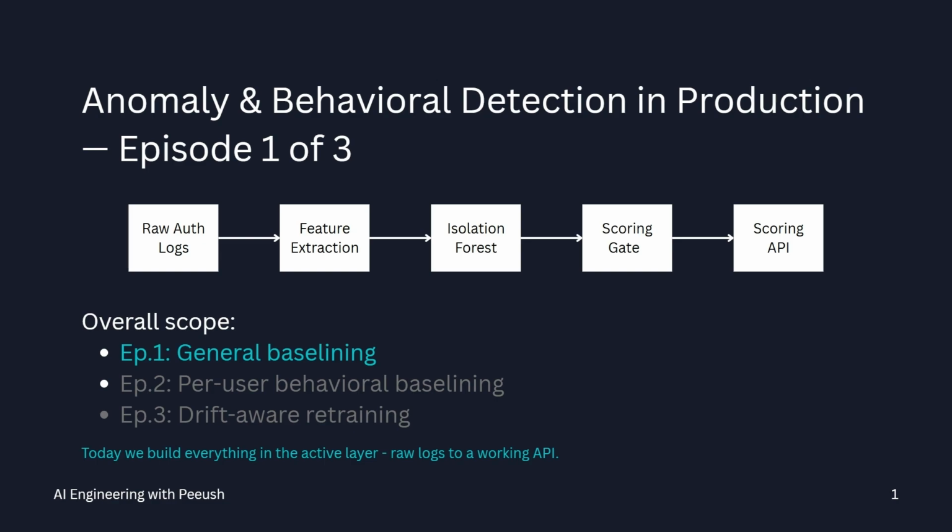Here's the full system across the series. Today: raw auth logs in, features, an unsupervised detector, a scoring gate, and a small API at the end. Episodes 2 and 3 make it smarter and keep it alive. More on that later.